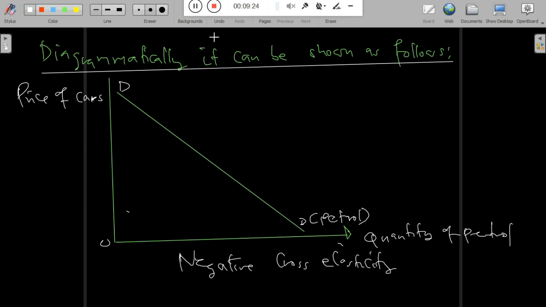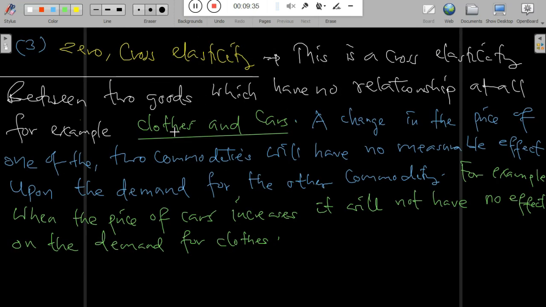Without forgetting, we have another type of cross elasticity of demand, which is known as zero cross elasticity of demand. This is a cross elasticity between two goods which have no relationship at all, for example, crosses and cars. There is no relationship between crosses and cars. So any change in the price of one good will not affect the other, and will not have a measurable effect upon the demand for the other commodity. For example, when the price of cars increases, it will have no effect on the demand for crosses.